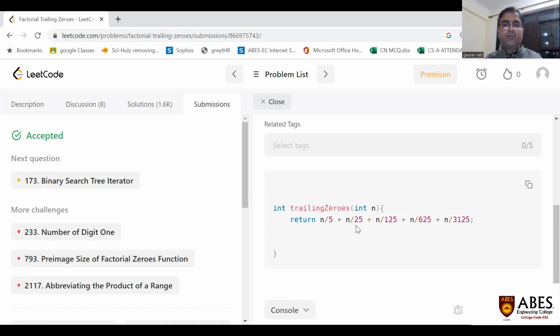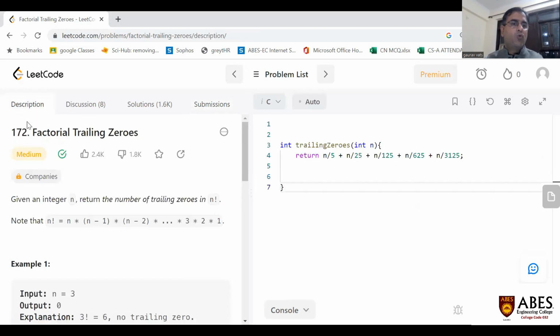Okay, and this is the formula. So thank you. Try it on LeetCode. This is problem number 172. Try it yourself. Okay.